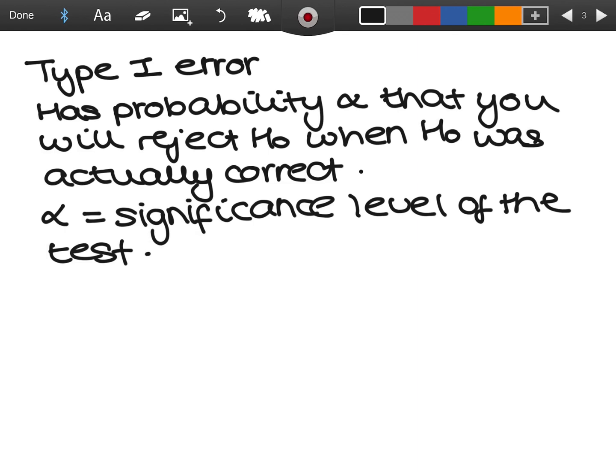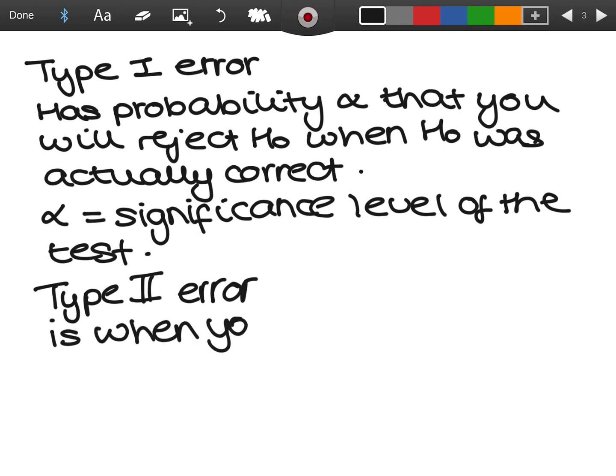The type 1 error is when you reject the null hypothesis in favour of the alternative when you weren't supposed to, when the data didn't actually state that that was what was supposed to happen. A type 2 error is the opposite of this. Type 2 error is when you fail to reject the null hypothesis when you should have done. So when you fail to reject H0 in favour of the alternative, but the alternative hypothesis was actually the true one.